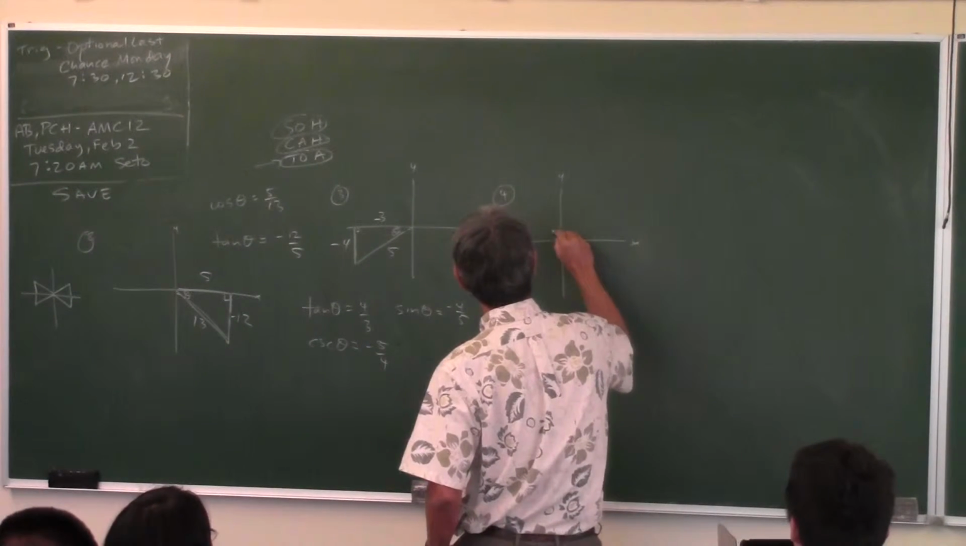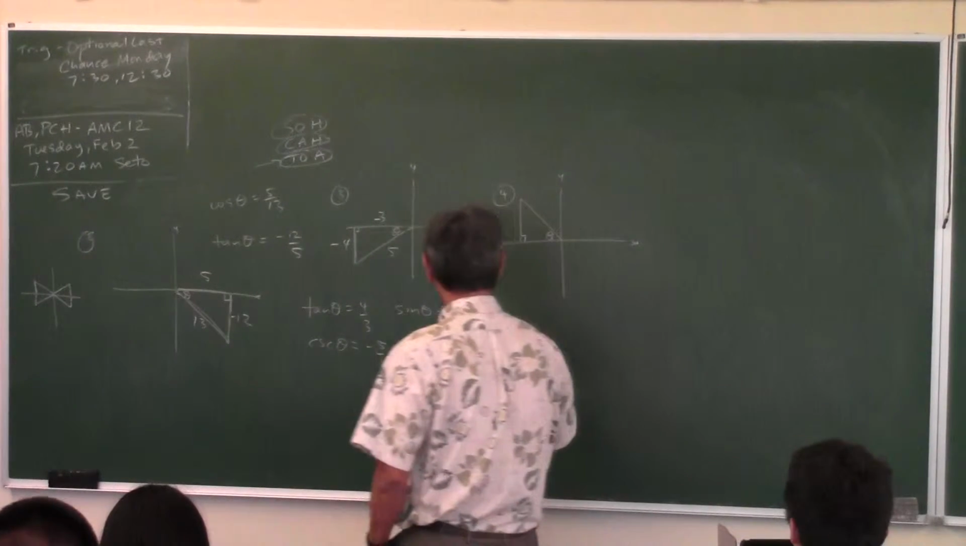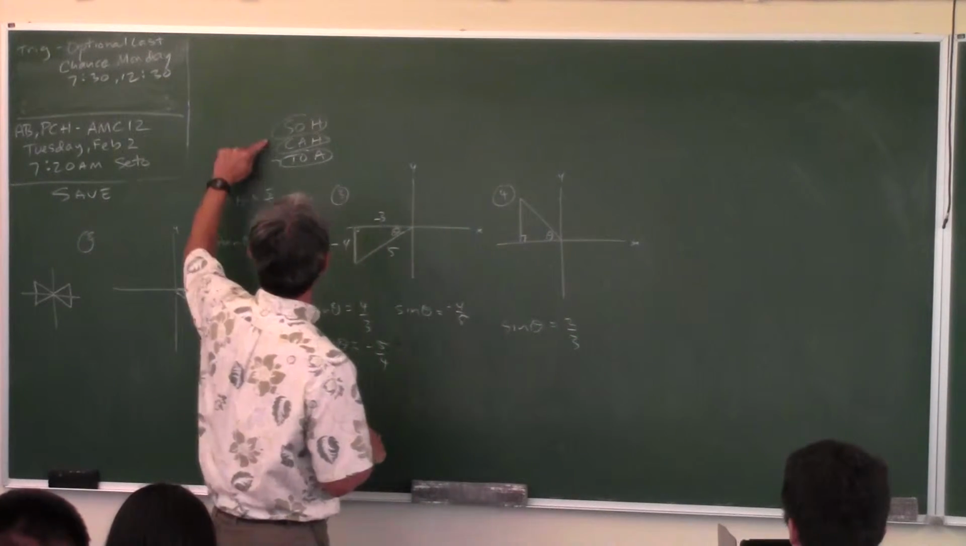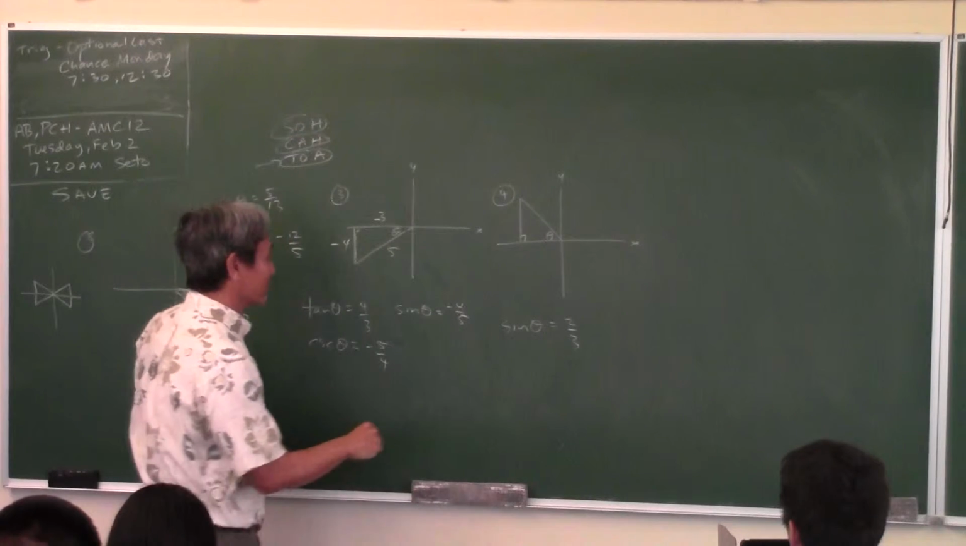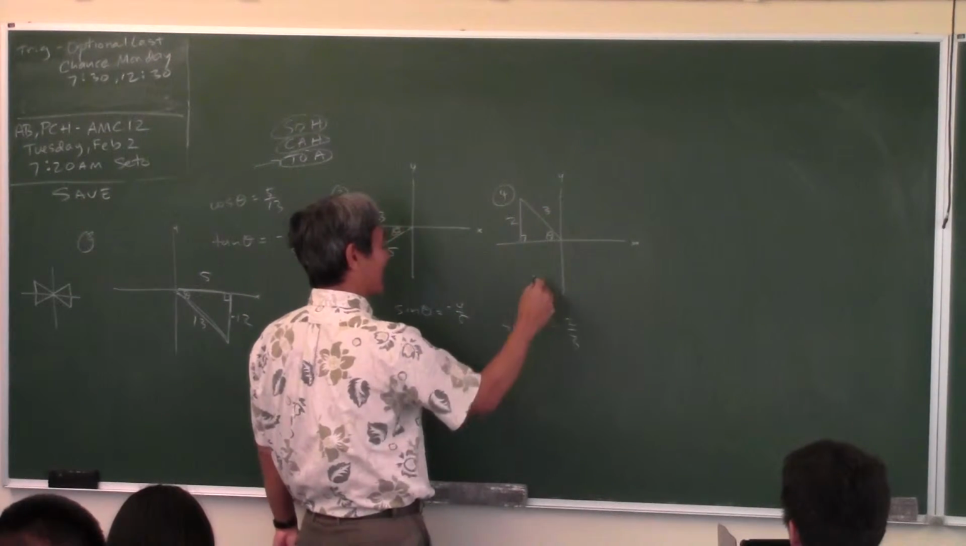Now we got second quadrant. It says sine theta is 2/3. Now what is sine? See, that's why you write this on your paper. It's all right there. Sine is opposite over hypotenuse. So opposite over hypotenuse, using the Pythagorean theorem.